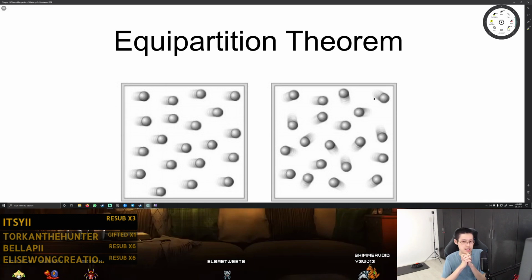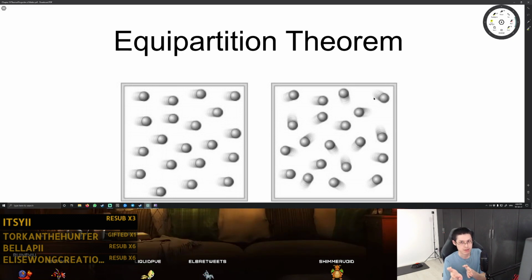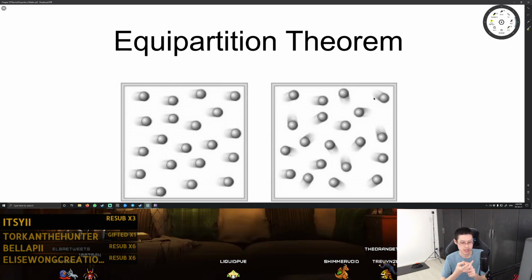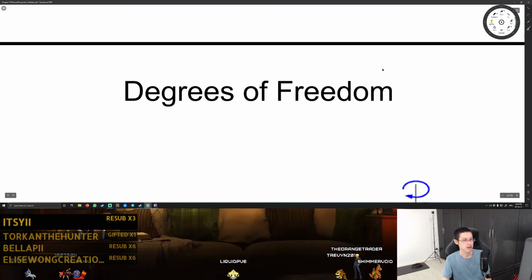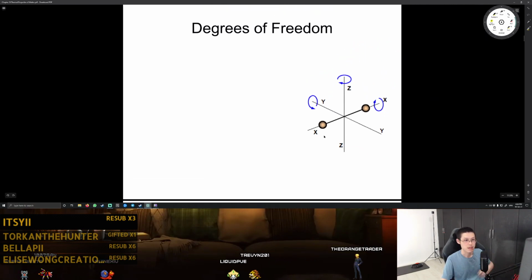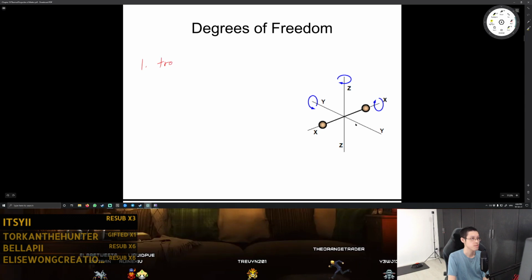So what exactly is a mode or degree of freedom of a system? Well, it depends on the configuration of the molecules. But generally, there are three kinds of degrees of freedom. You have translational, which means it moves left and right, up and down, backwards and forwards. So that's translational. That's the first degree of freedom.